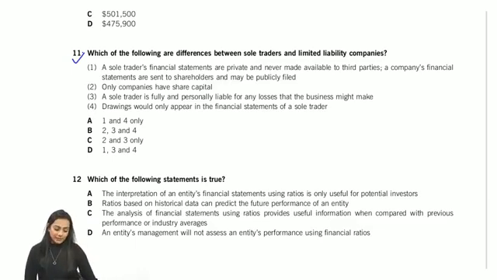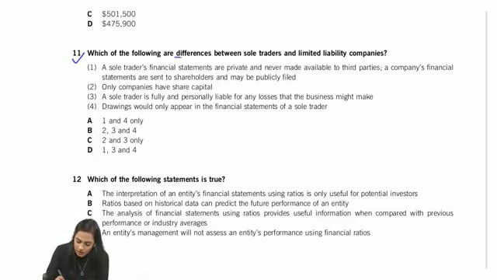Okay, so question 11, it says, which of the following are differences between sole traders and limited liability companies? 1. A sole trader's financial statements are private and never made available to third parties. A company's financial statements are sent to shareholders and may be publicly filed. Okay, now this is not a difference, this is just stating facts. So this is not a difference.